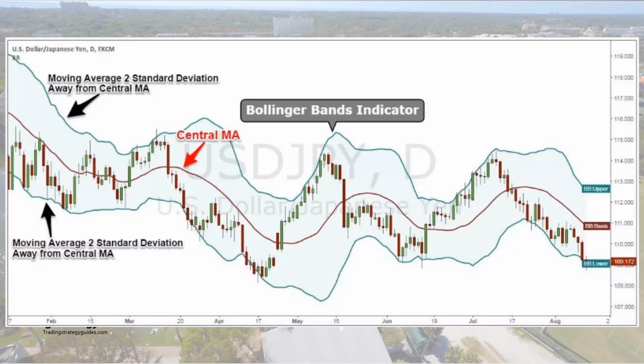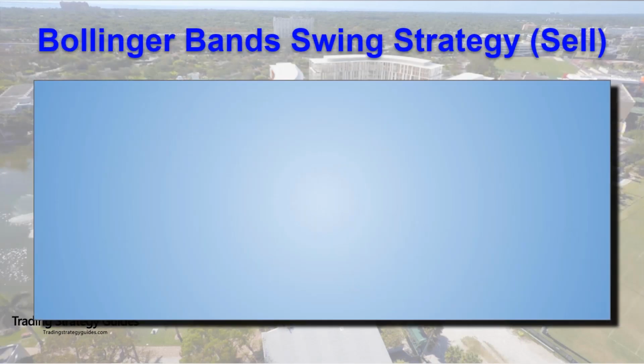For this strategy, I'll use the default settings for the Bollinger Bands. So let's take a look at the strategy rules. We're going to start by looking at an example of a sell setup. The strategy really consists of 2 elements. The first element works as an entry filter, and for the entry filter, that's what we're going to use the Bollinger Bands for. The second element is price action based.